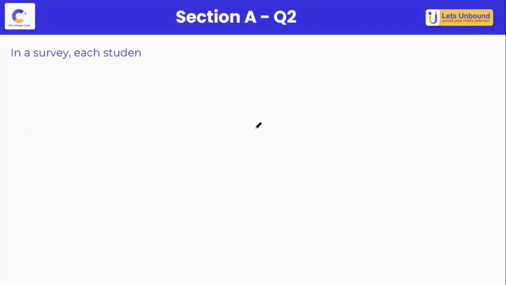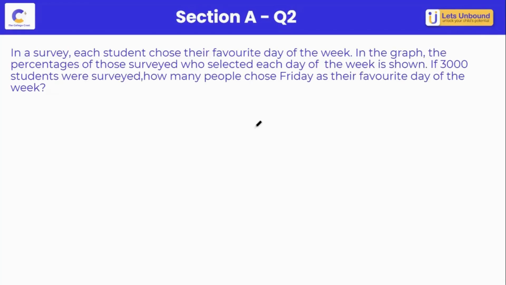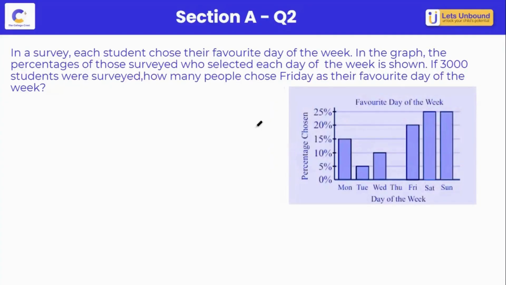Next. In a survey, each student chose their favorite day of the week. In the graph, the percentages of those surveyed who selected each day of the week are shown. So, okay, their favorite day and the graph is shown there. If 3,000 students were surveyed in total, okay, so total 3,000, how many people chose Friday? Okay, I will go to Friday, but the graph shows percent, not how many. So I should convert to the actual number.